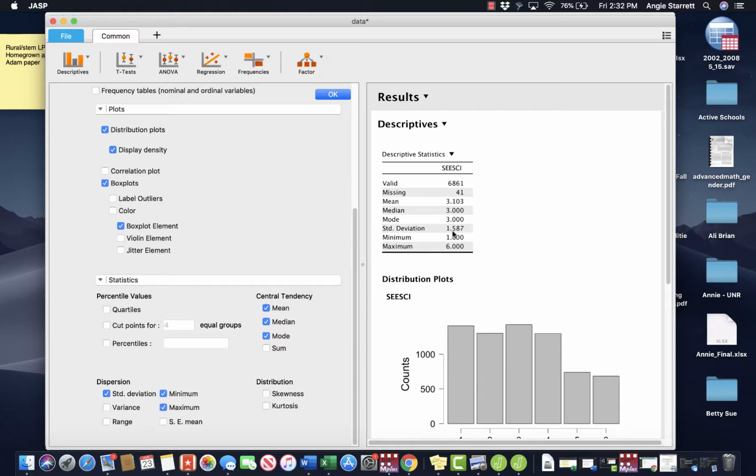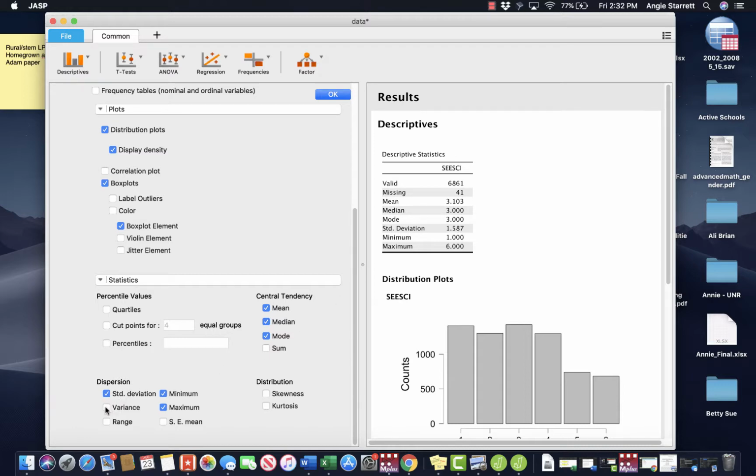All right, we've got our standard deviation. Standard deviation alone, that 1.587, is not necessarily easy to interpret, but what it's telling you is how spread out our data is. And if we're just talking about the standard deviation by itself, it's a lot easier if we have another standard deviation to compare it to, which we'll see in just a minute.